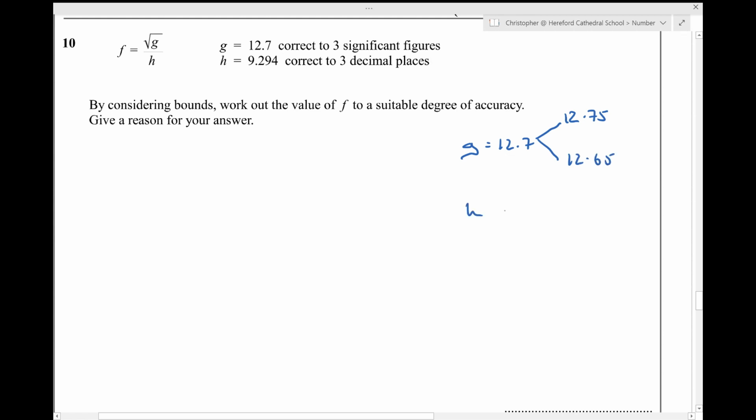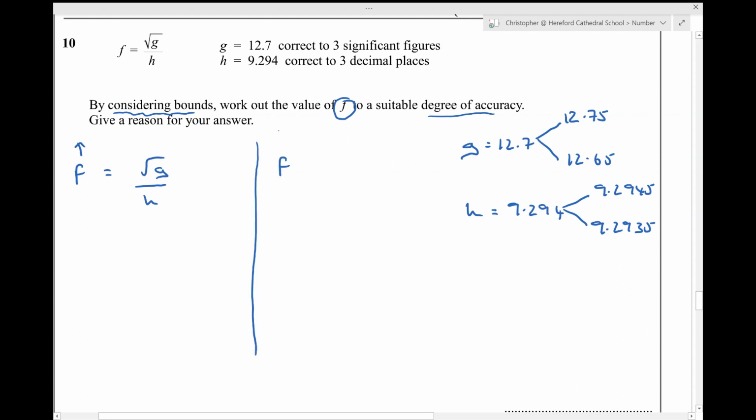H, meanwhile, is given as 9.294 correct to 3 decimal places. So that's going to be an upper bound of 9.2945 and a lower bound 9.2935. Right, by considering bounds, work out the value of f to a suitable degree of accuracy. So on the left-hand side, I'm going to work out the highest possible f, the upper bound of f. And on the right-hand side, I'm going to work out the lowest possible f. And then we'll see where that gets us.